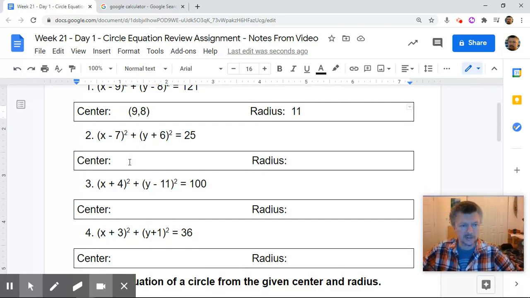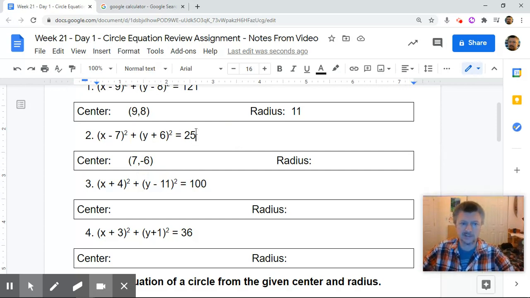Okay, so the center now, we have center, parentheses. Here we have a minus 7. The opposite of negative 7 is positive 7. Don't put a plus 7 in there, just 7. It's positive. Here we have a plus 6. The opposite of positive 6 is negative 6. So if you have a minus here, you get positive here. If you have a plus here, you get a minus there.